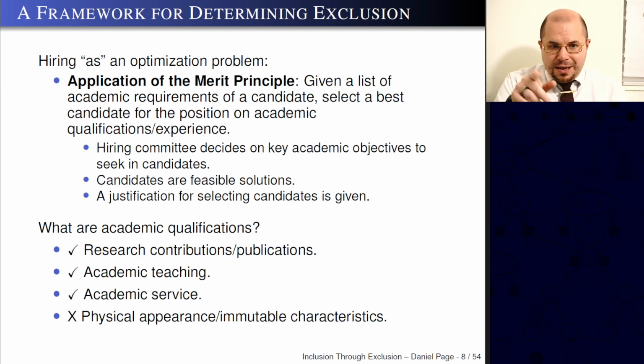What I want to talk about here is that hiring committees decide on key academic objectives to seek in candidates. Ultimately, the candidates are a feasible solution. For those that don't know, a feasible solution means a candidate solution, so you get the best answers among the possible candidates you get to pick from. The committee decides on one of them or possibly two of them, and they usually have to give a justification for why they picked those candidates. Someone at least has to. So this is a common framework for this, and academic qualifications.